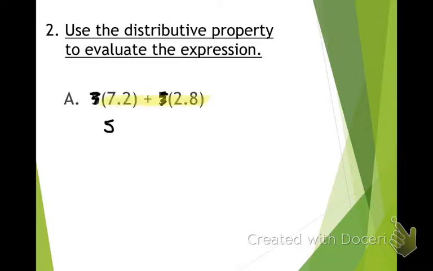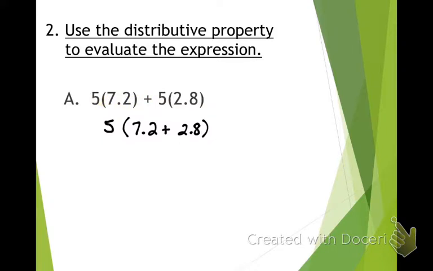Read me from left to right what is still left. 7.2 plus 2.8. Plus, okay? So make sure if it had a plus or a minus, you bring that same exact thing down. So this right here, we've just used the distributive property to help us.